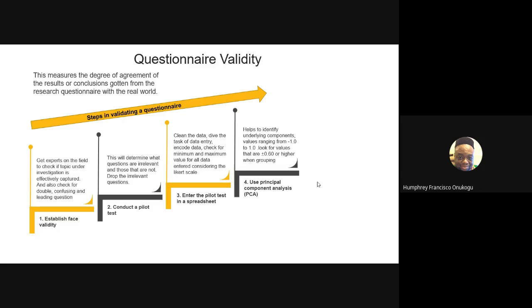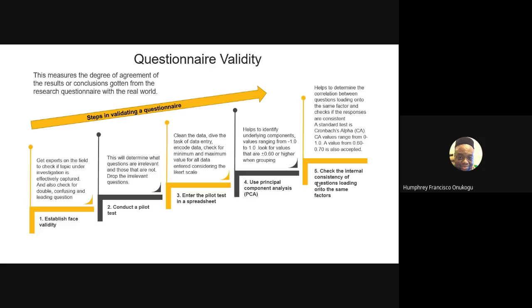Next one is to use principal component analysis, PCA. This PCA helps to identify underlying components, with values ranging from -1 to +1. Look for values that are plus or minus 0.6 or higher when grouping. And from here, you check the internal consistency of the questions loading onto the same factors.